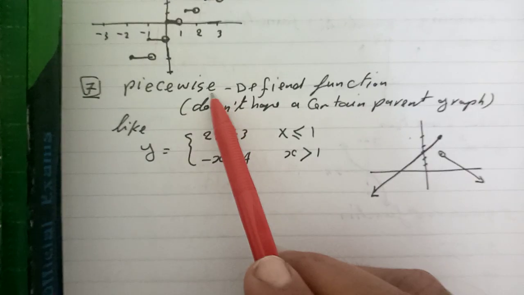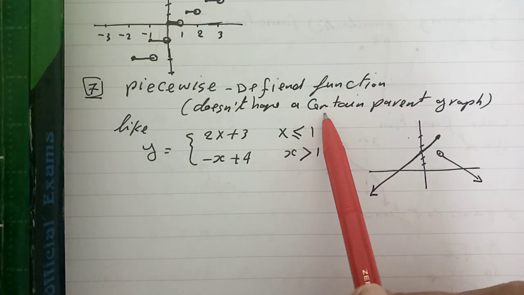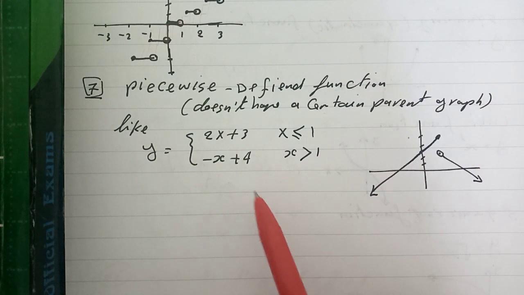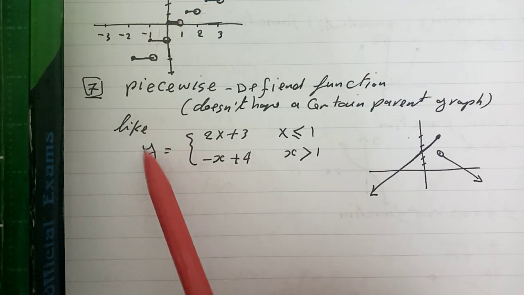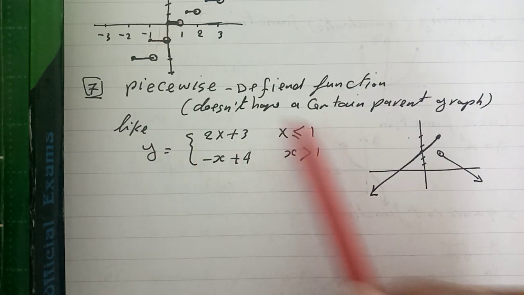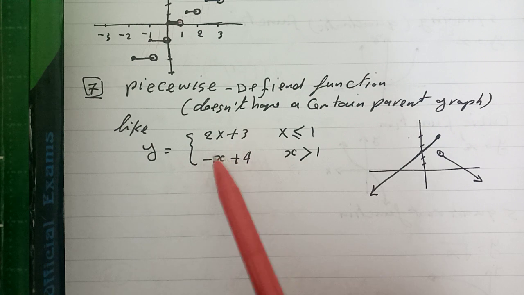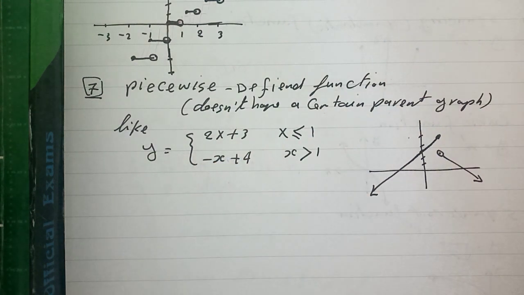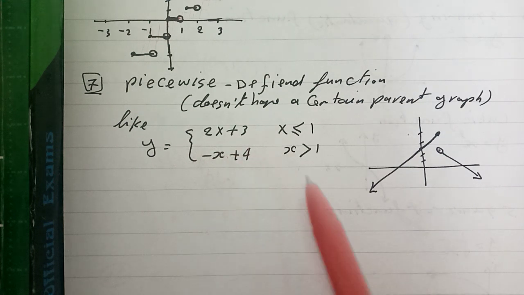The piecewise function, or piecewise defined function, doesn't have a certain parent graph. Means like this: y equals 2x plus 3, -x plus 4, and so on. It is formed from two branches. It's either two linear functions or one linear and the other quadratic, things like that. How can we graph it? It doesn't have a certain parent graph.